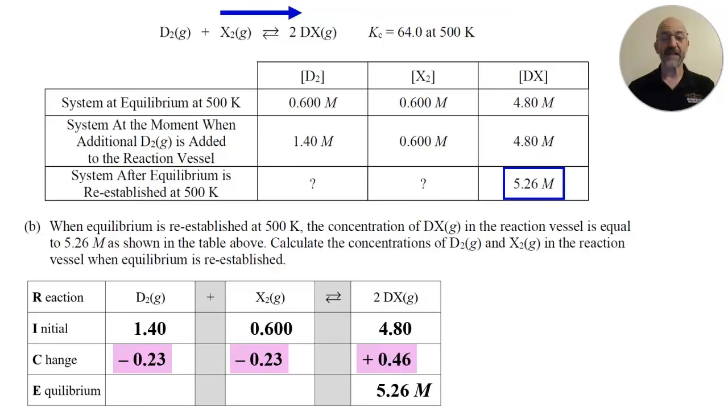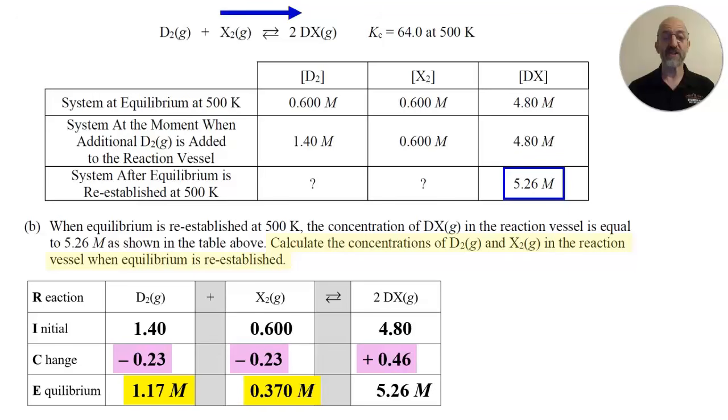All I have to do now to answer part B is do the math for substances D2 and X2. So what is 1.40 minus 0.23? Well, that would be 1.17 molar, which represents the concentration of D2 in the reaction vessel when equilibrium is reestablished. And then similarly, if I take 0.600 and I subtract 0.23, I get 0.370 molar, which represents the concentration of substance X2 in the reaction vessel when equilibrium is reestablished.